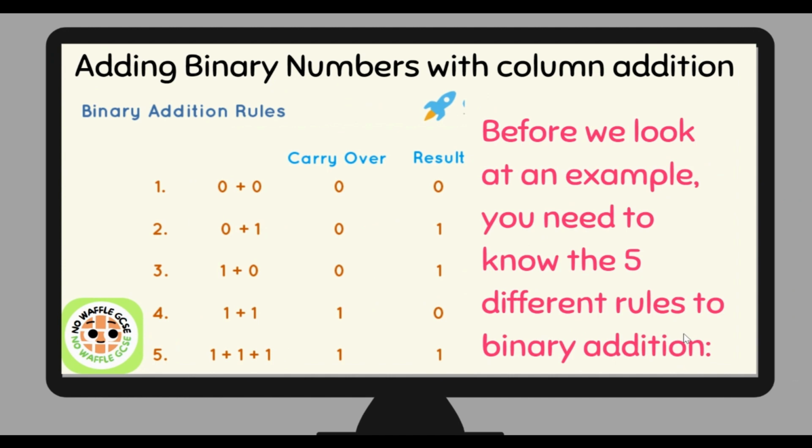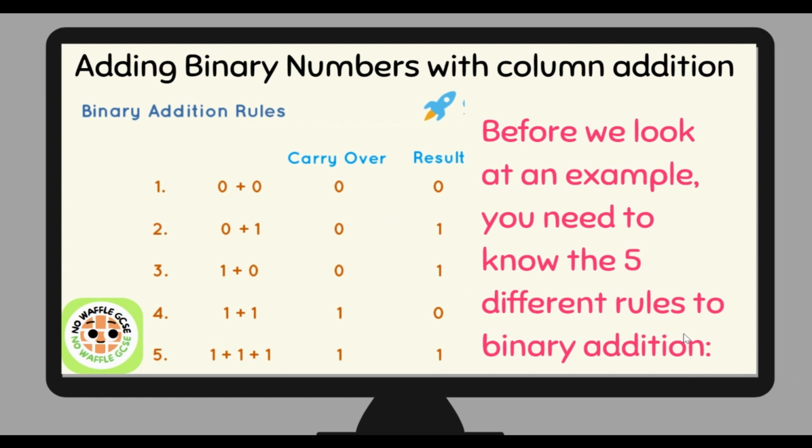So there's a couple of binary addition rules that you need to know. Some of them are straightforward. For example, a 0 plus a 0 is 0. A 0 plus a 1 is 1. And a 1 plus a 0 is 1. But it changes a little bit when you have a 1 plus a 1. Instead of getting 2, you would get a 0 and carry over that 1.